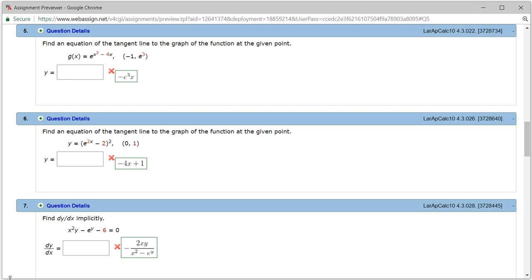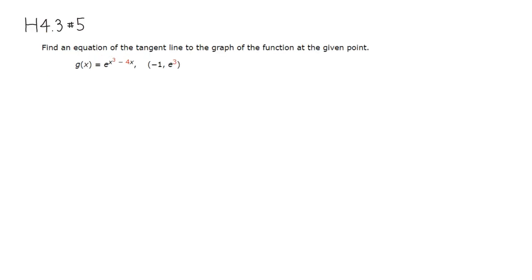All right, let's look at homework 4.3, problem number 5. We want to find an equation of the tangent line to the given function g at (-1, e to the 3). All right, so let's do that.